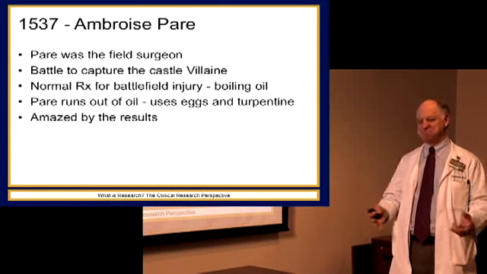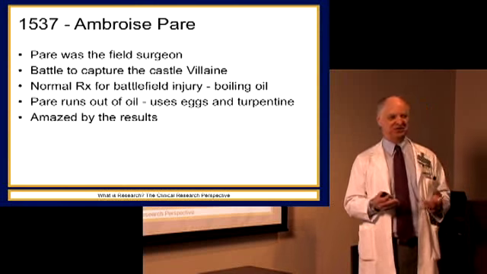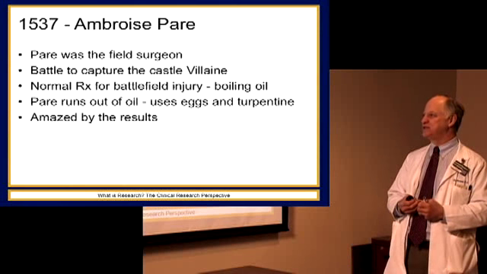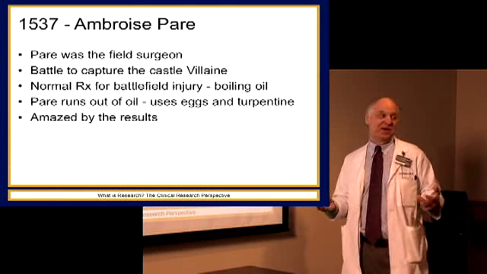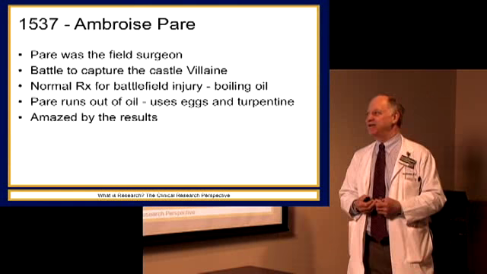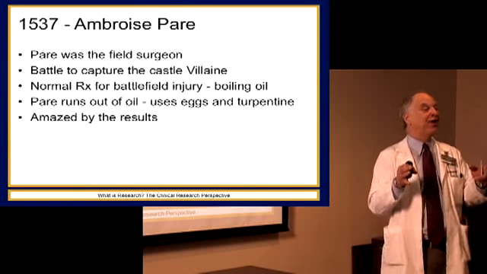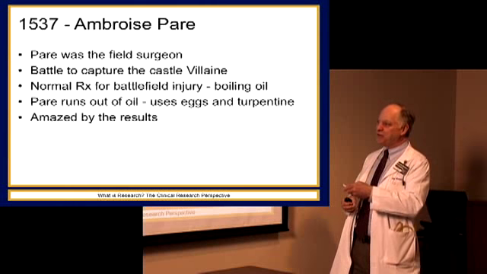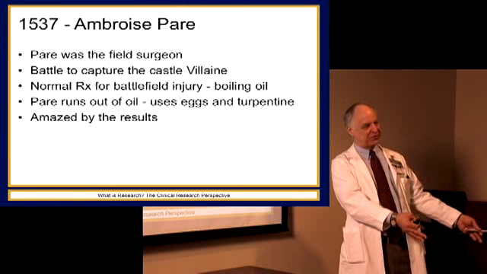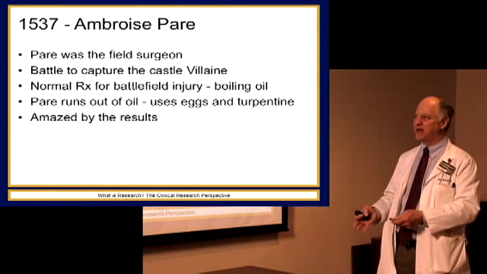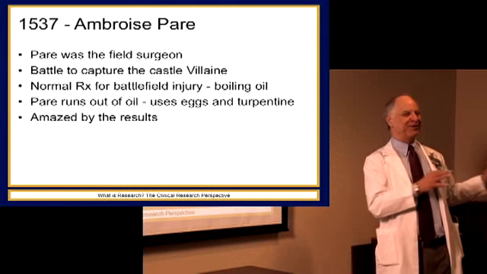One day in a very vigorous battle where there were lots of injuries, he ran out of oil. Just simply ran out of the supplies he needed to do the boiling oil treatment. And instead he used eggs and turpentine because that's what he had. I don't know anything about the rationale for why he would have chosen that, but maybe that was truly all he had. And he put those on, and the next morning he went among the injured troops and he looked at the ones that had been treated with oil and the ones that had been treated with eggs and turpentine, and he was amazed to find that the eggs and turpentine, quote, worked so much better than the oil.